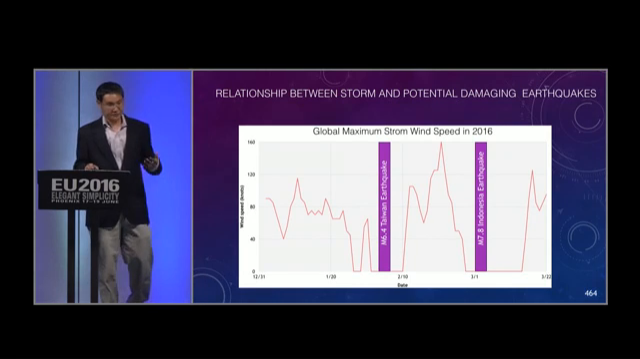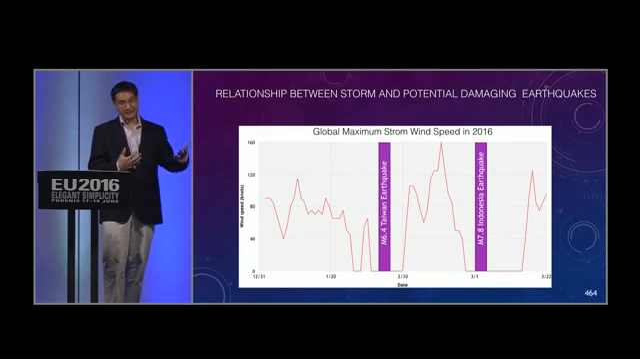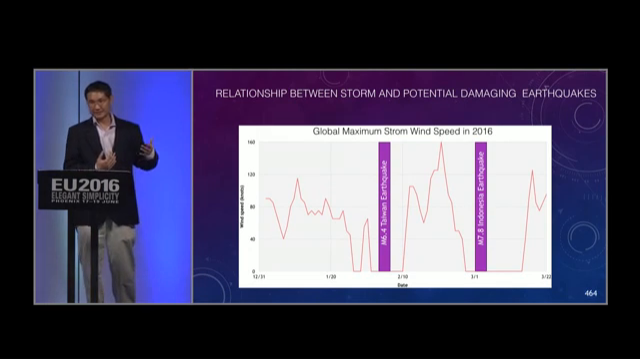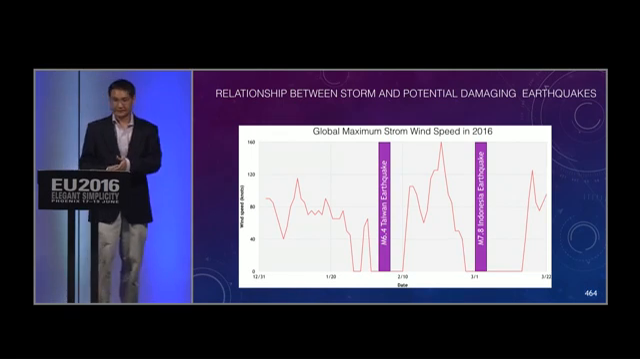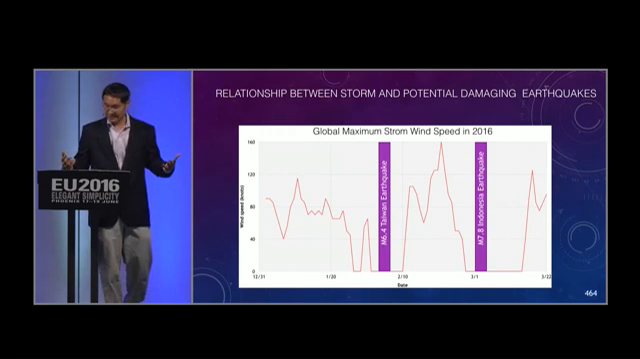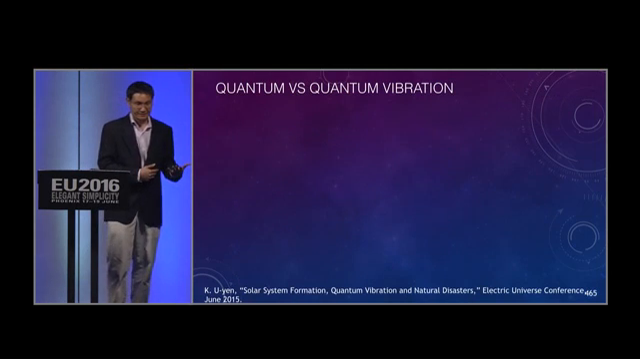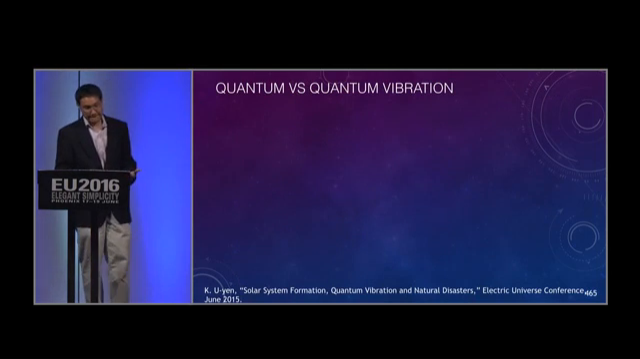So now we move to a more system-level scale. Now we understand the energy exchange between space, atmosphere, and underground. Now we go to a solar system scale because we want to predict how the space weather fluctuates far in advance. So now we're going to the quantum vibration theory.